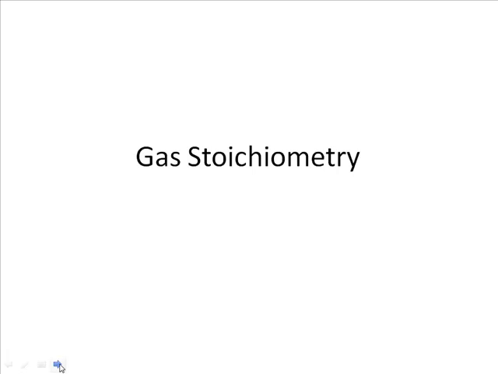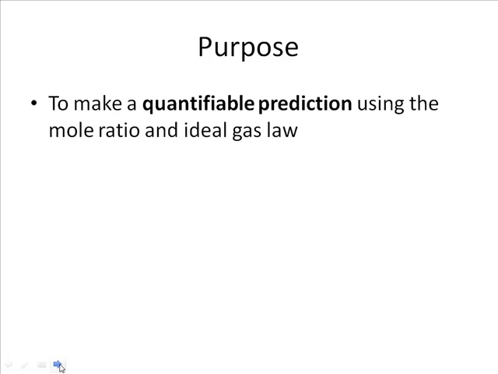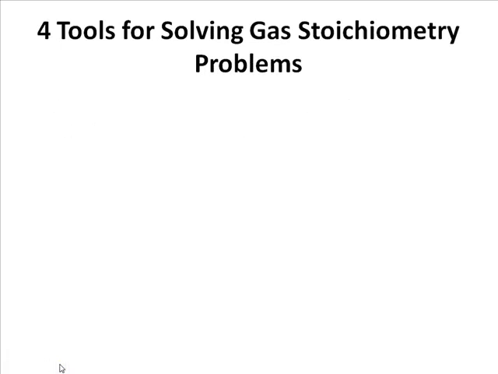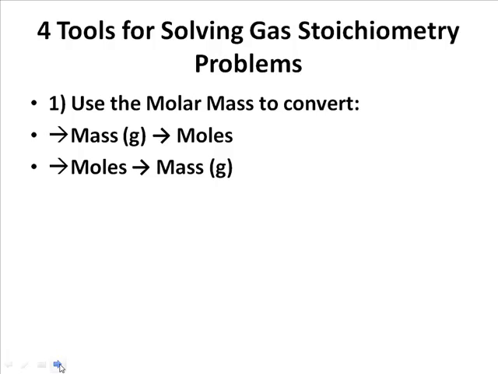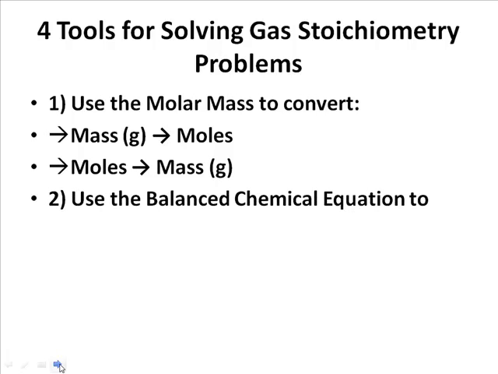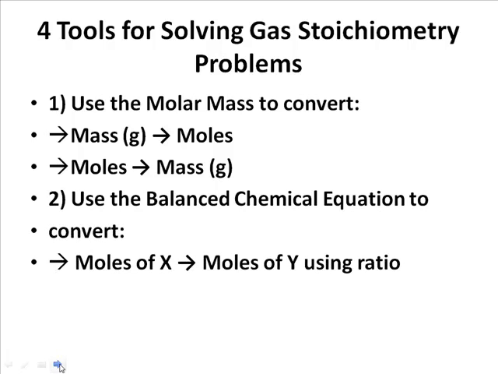Gas stoichiometry. The purpose of gas stoichiometry is to make a quantifiable prediction using the mole ratio and the ideal gas law. There are 4 tools for solving gas stoichiometry problems. The first tool is you need to use the molar mass to convert mass to moles or moles to mass. The second tool is you use the balanced chemical equation to convert between moles of what you have to moles of what you want using the ratio.